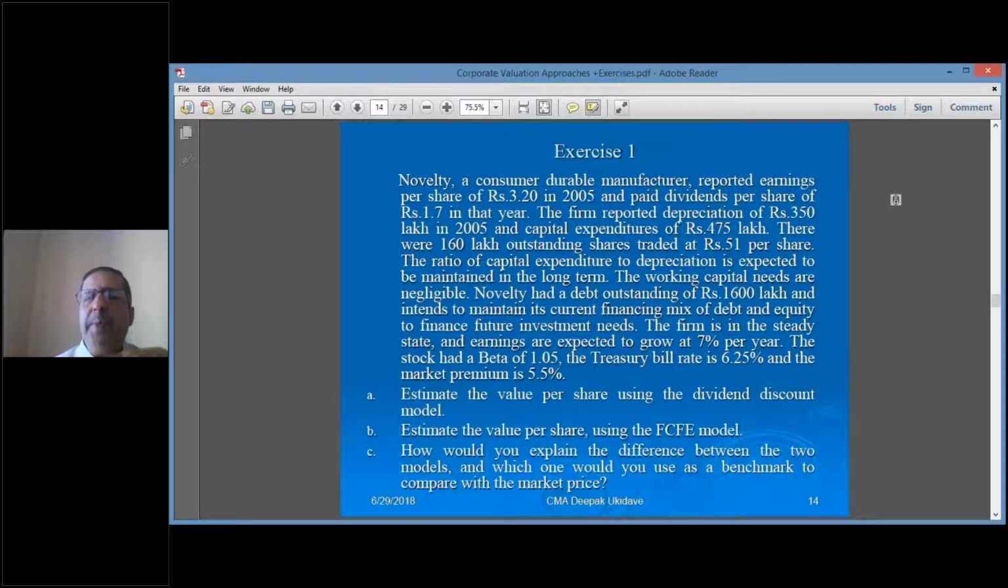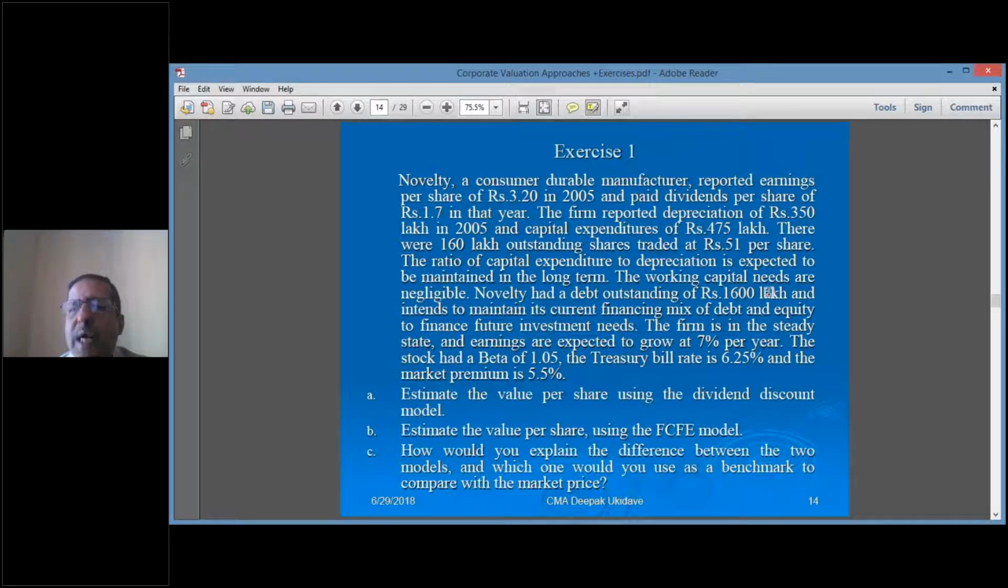The ratio of capital expenditure to depreciation is expected to be maintained in the long term. That means whatever increase in capex, capital expenditure, is offset by increase in depreciation. As capital expenditure increases, depreciation also increases, and therefore the effect is nullified. That means there is nil effect of increase in capex and increase in depreciation. That is the meaning. Working capital needs are negligible.